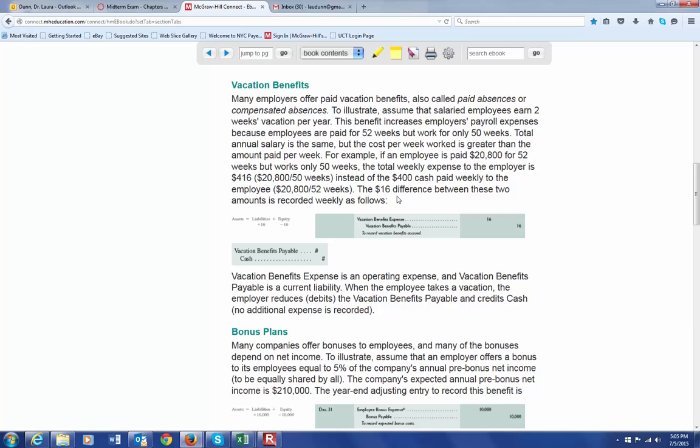And so the difference between those two things has to be recorded in some type of vacation expense account. So we would put the $16, this is on a weekly basis, charge 16 of it to expense, the other 16 to payable until the employee actually takes the vacation. Then when they take the vacation, if they take a vacation and it amounts to $200, then they would debit the payable account for $200 and credit cash for the $200.